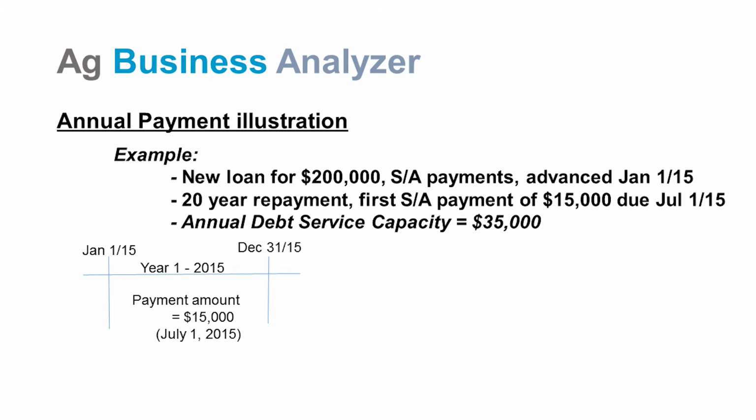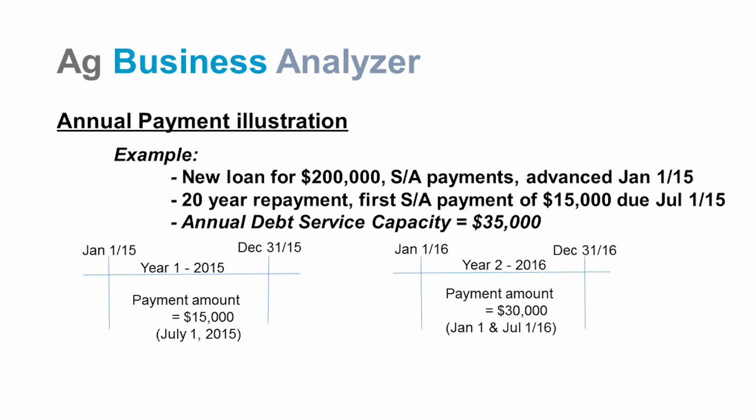So you can see in year number 1, 2015, the payments are $15,000, and that's that first payment due July 1st. In the second year, however, 2016, both payments are going to come due. So the payment requirement will be $30,000. That's the payment January 1st and then the payment July 1st.